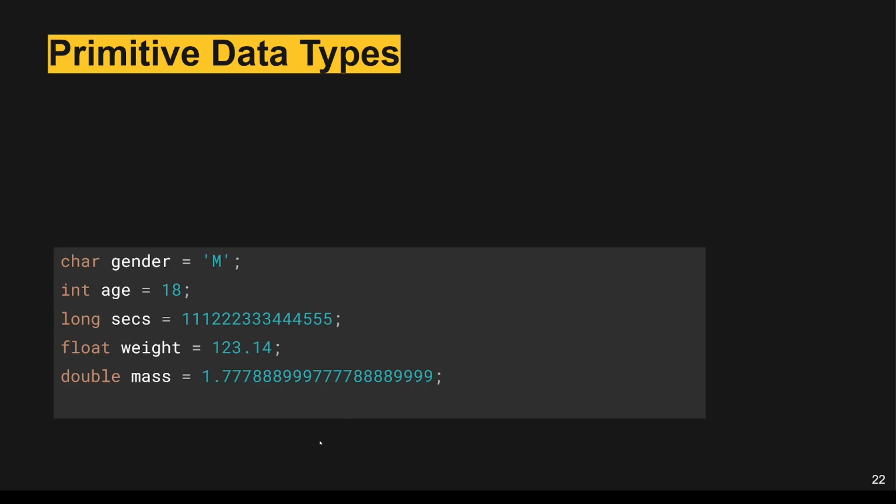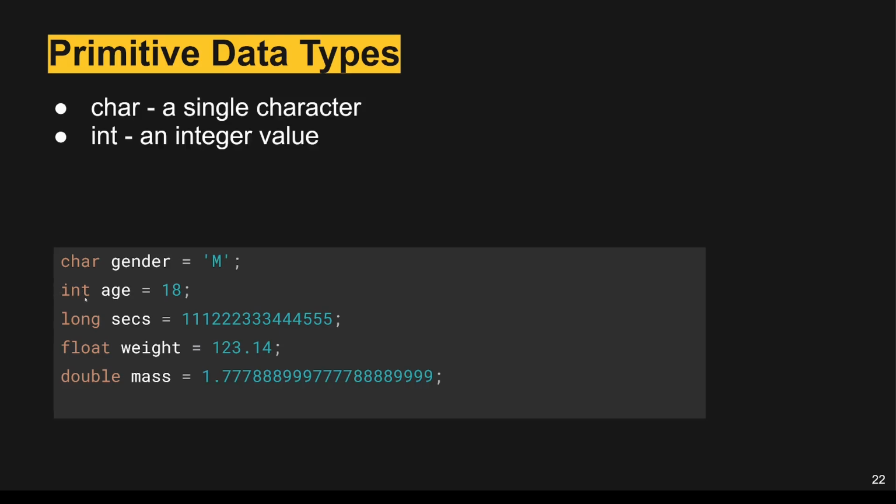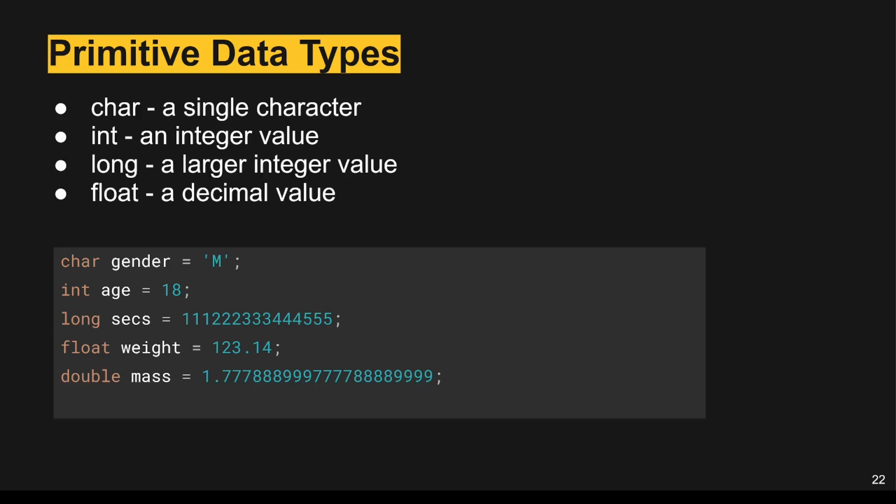Here are some other examples of the different primitive data types. We have characters, which is a single character and always uses single quotes. We have an integer, so an integer value is going to be a full number value. We have a long, which is a very large integer. And then we have a float, which is a simple decimal value. And then we have a double, which is a much larger decimal value, so it can handle much more precision on the decimal side.